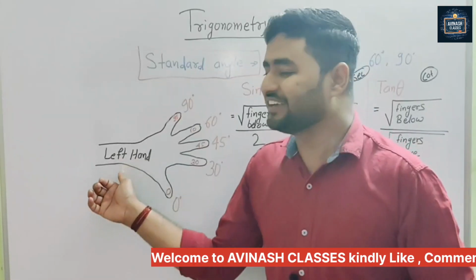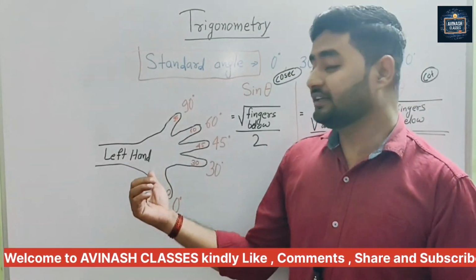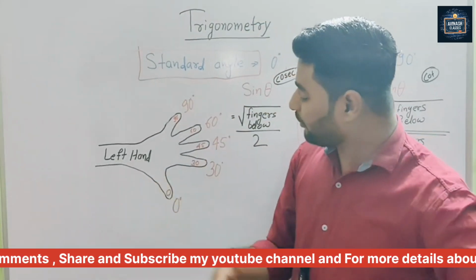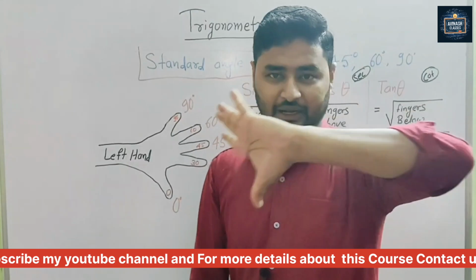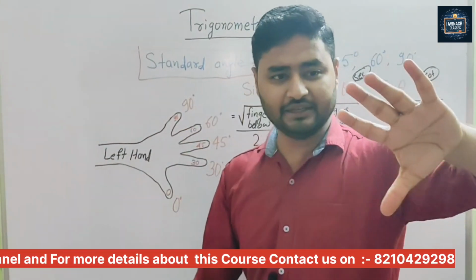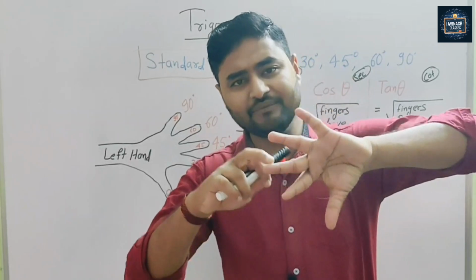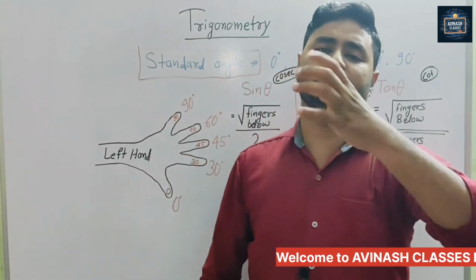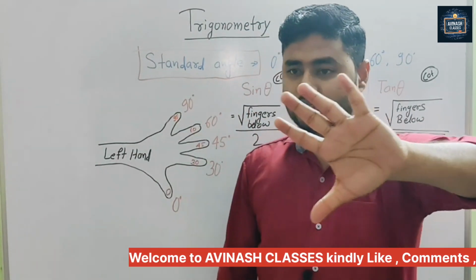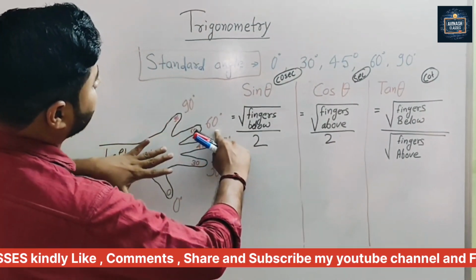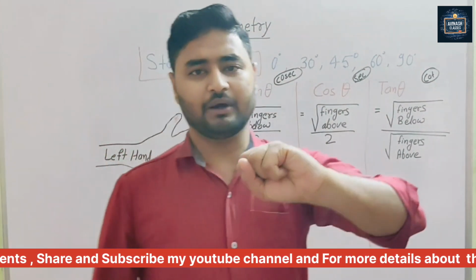Here I made the drawing of the left hand. I did very hard work, because my drawing is very poor. This is our left hand, just think like that. From the left hand, think this is 0 degree, 30 degree, 45 degree, 60 degree, 90 degree, always from the left hand. I just make the left hand here and write 0 degree, 30 degree, 45 degree, 60 degree, 90 degree. You should remember: just the thumb.